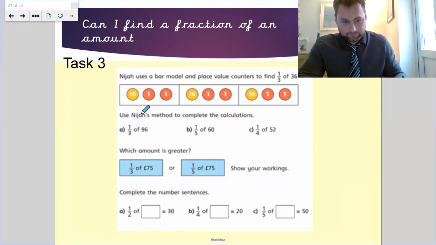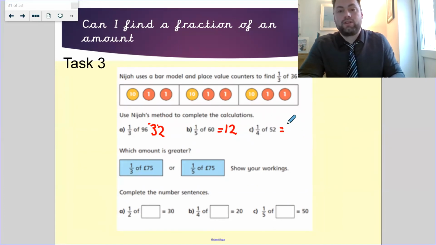So 1/3 of 96. So how many 3s go into 96? And you would find that you would get 32. For the next one, 1/5 of 60. So how many 5s go into 60? Your answer should be 12. And 1/4 of 52 should give you 13.